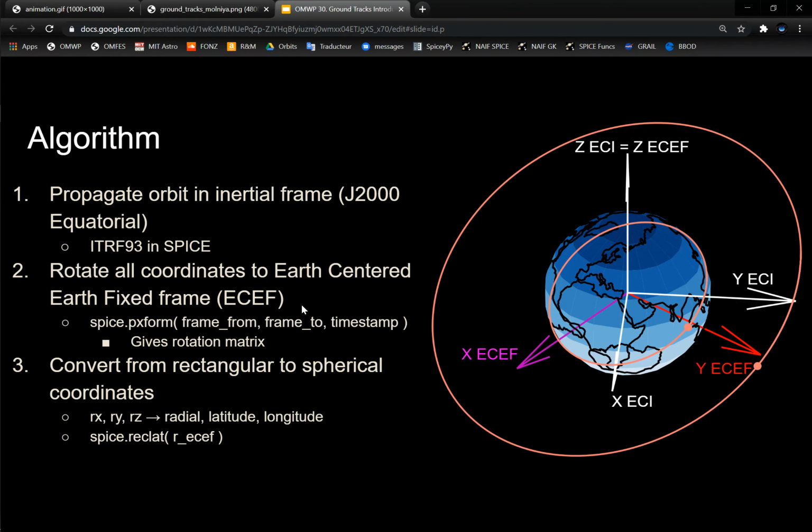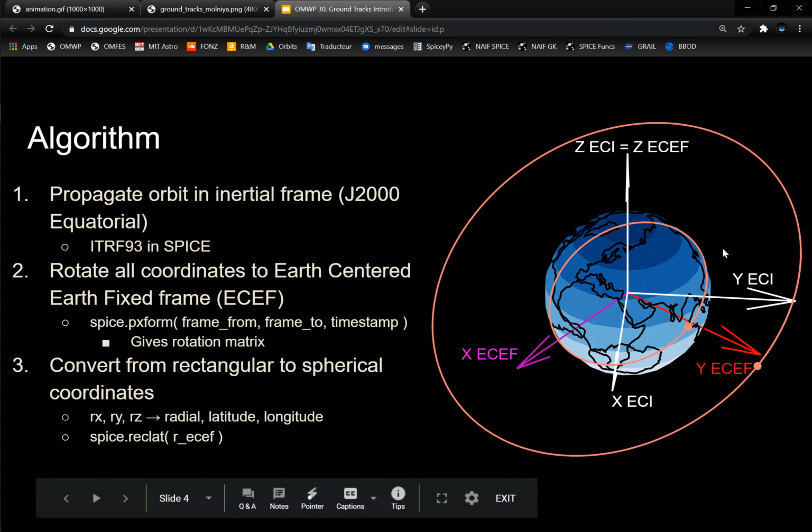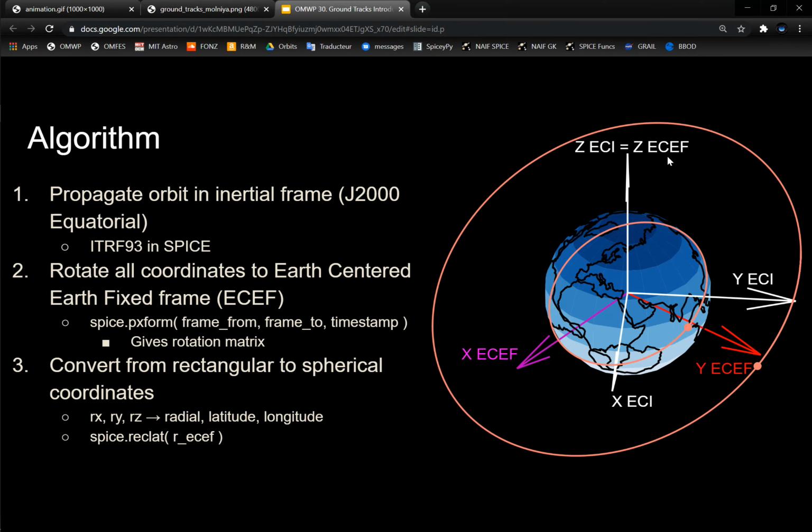And how to actually do this algorithm, which I'll go over in future videos, how to get into software. The first thing you have to do is you propagate the orbit in the inertial frame, which you're already used to doing here. Where the inertial frame is going to be the J2000 equatorial because you want to do it with respect to the surface of the Earth. And then after you're done with that, you want to rotate all the coordinates to the Earth-centered Earth-fixed frame, like the one I showed. So this is an example of the Earth-centered Earth-fixed frame, where actually the z-axes of the Earth-centered inertial and Earth-centered fixed are the same, and all that changes is that rotation about the z-axis.